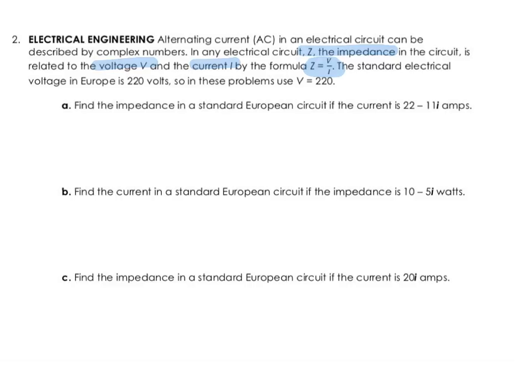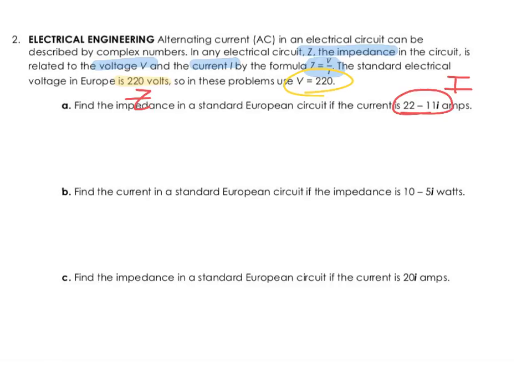The standard electrical voltage in Europe is 220 volts. So we know that voltage V equals 220. So in these problems, use V equals 220. Part A is asking us to find the impedance, and we know the impedance is our Z, so we're looking for Z in a standard European circuit if the current is 22 minus 11i. So I is 22 minus 11i.